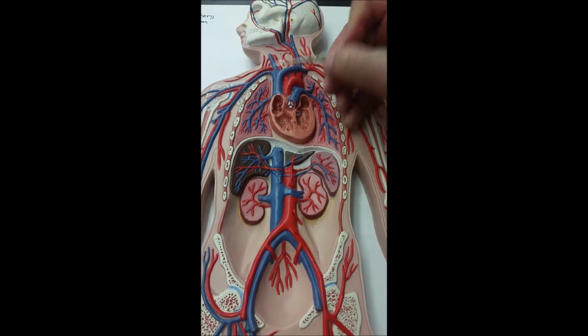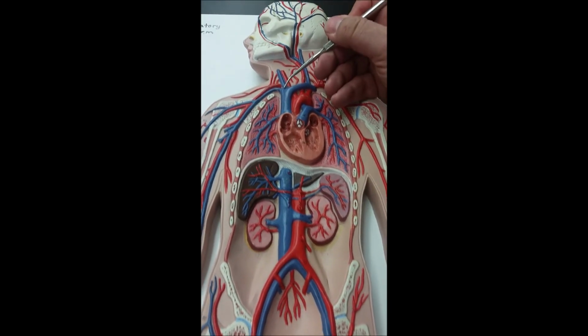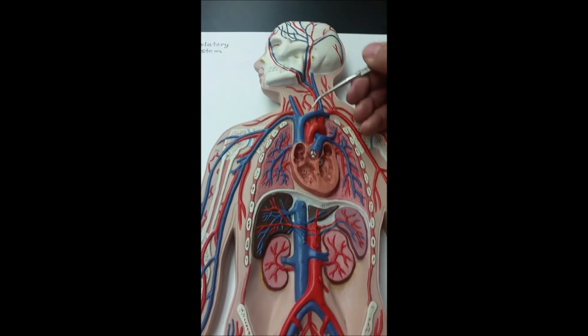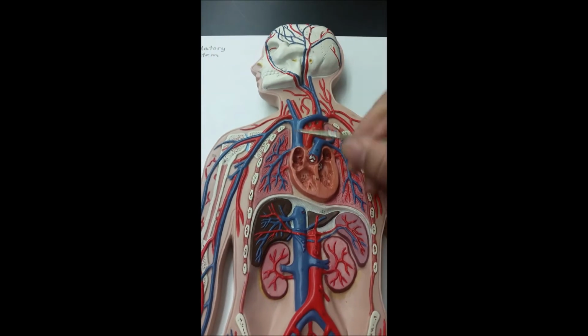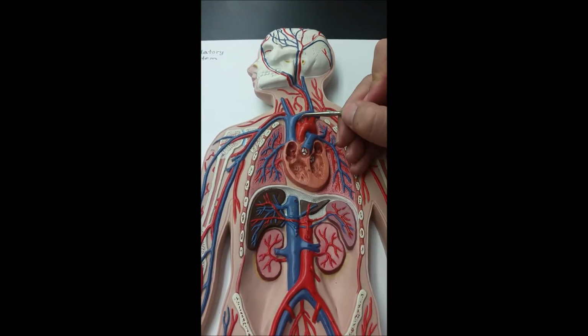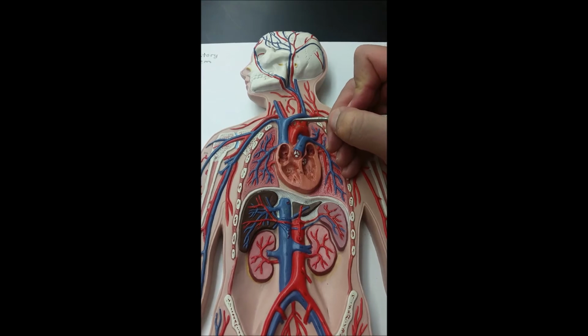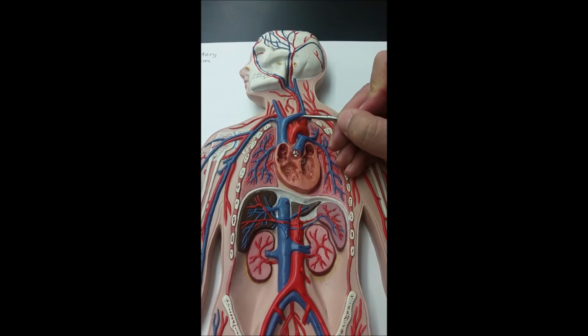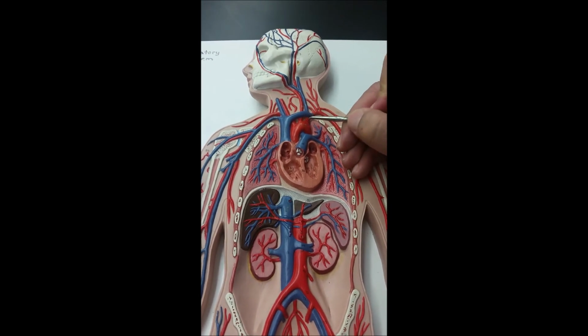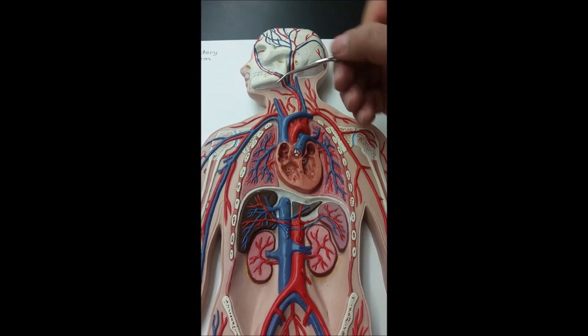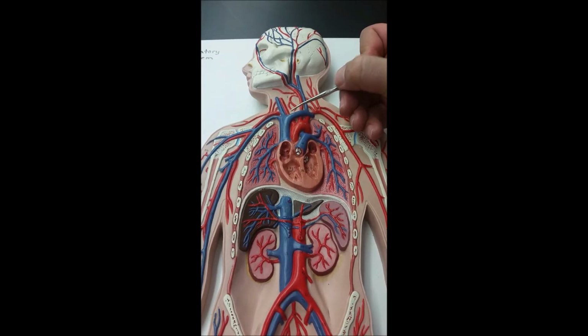Superior vena cava will give you right brachiocephalic vein and left brachiocephalic vein, which is different than the arteries. Remember, in the arteries we said brachiocephalic trunk in the right side only, but in the left side you have the left common carotid and left subclavian arising directly. The veins are different. The vein right and left are the same.